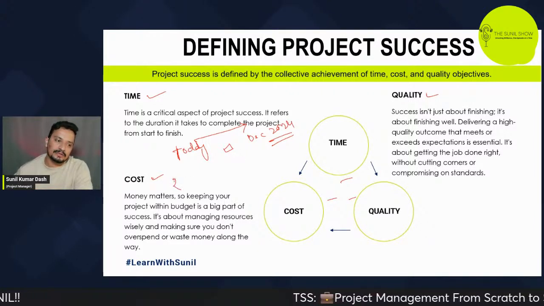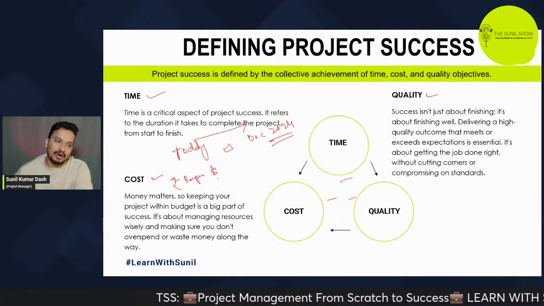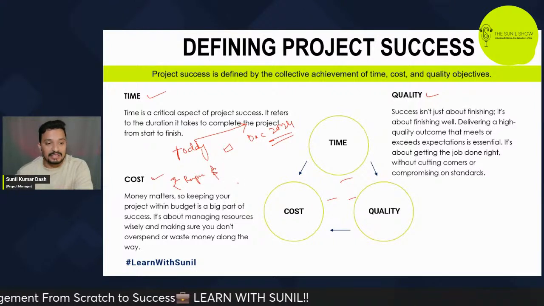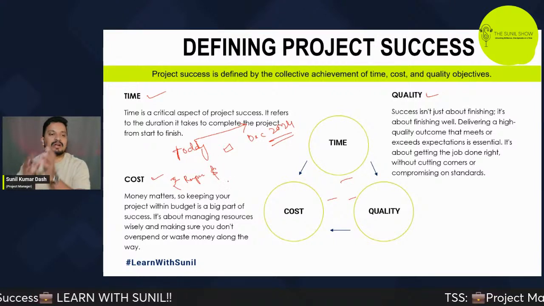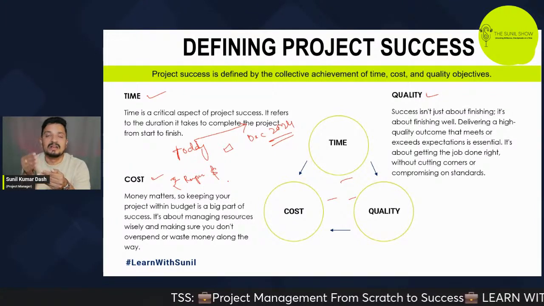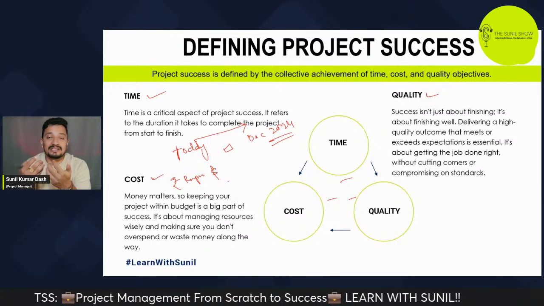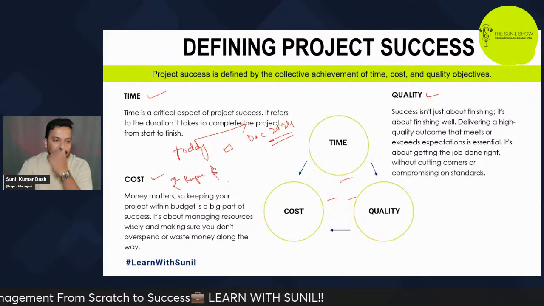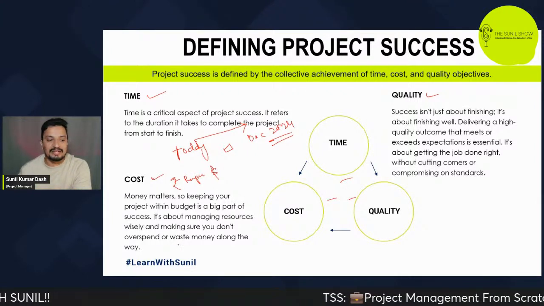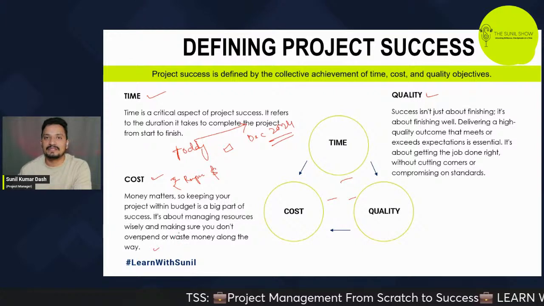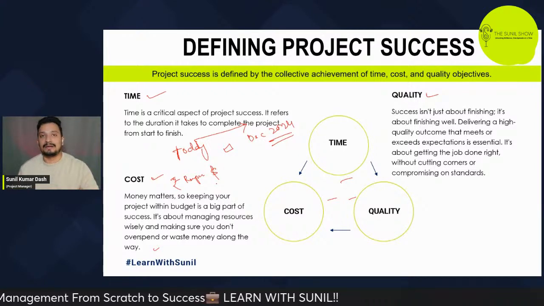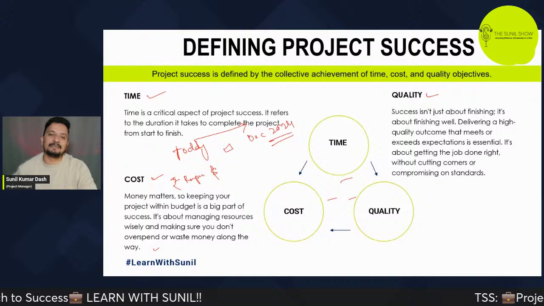Similarly, we have cost, or dollar value. Money matters, right? Keeping your project within budget is a big part of the success. It's about managing the resources. Resources are the human resources, any third party, or anything you purchase, the goods and other resources. So it's about managing resources wisely and making sure you don't overspend or waste money along the way. If you are able to achieve your goal, your product, your service within the budget, you say your project is a success. Similarly, the third point is quality.